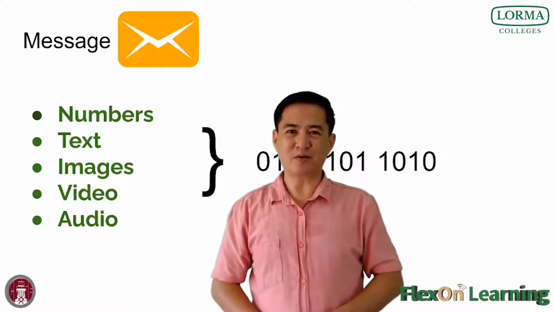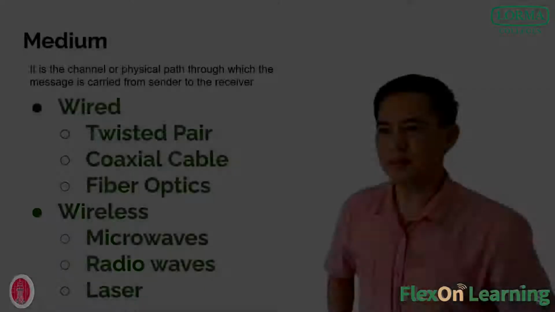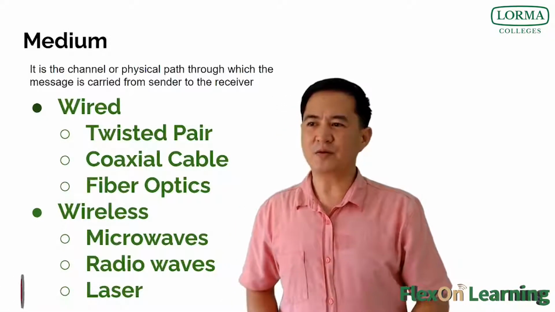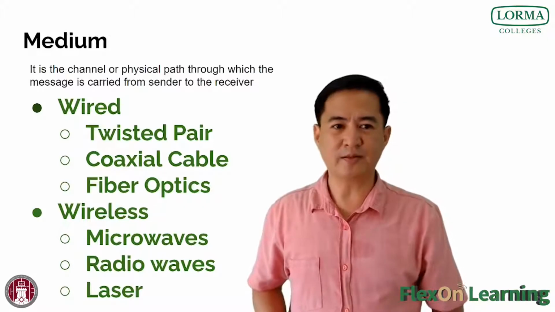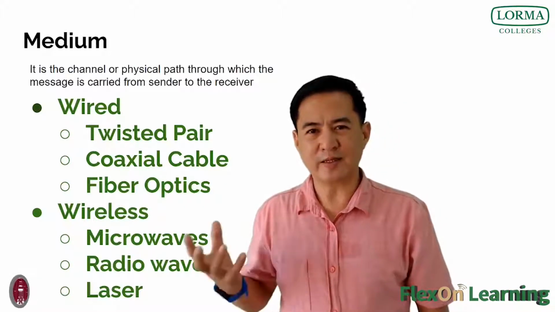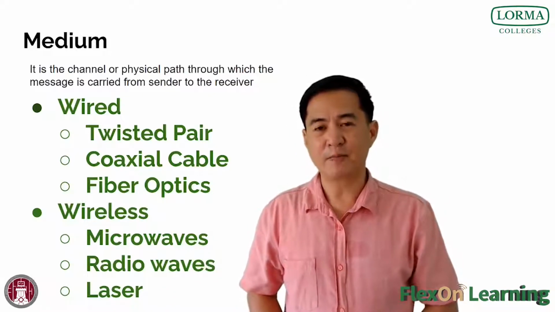So that is the protocol when you send a message. Okay? Next, we take a look at the medium. It is a channel or physical path through which the message is carried from sender to receiver. So generally, there are two classifications or categories. We have the wired and the wireless.